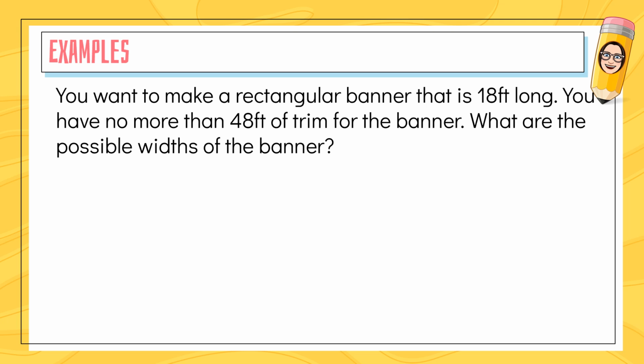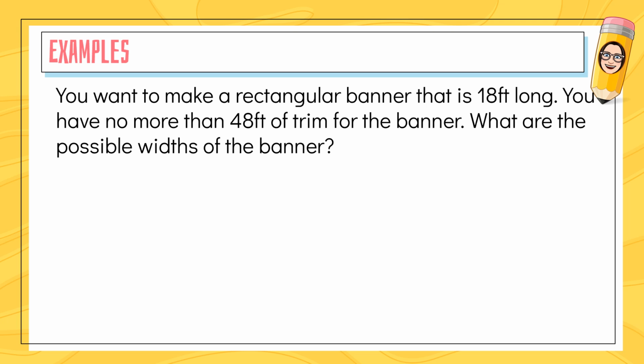All right, our last one. I encourage you when you see a piece of text, just like in English class, read through it once on your own. Just get a grasp of what we're talking about first. You want to make a rectangular banner that's 18 feet long. You have no more than 48 feet of trim for the banner. What are the possible widths of the banner?